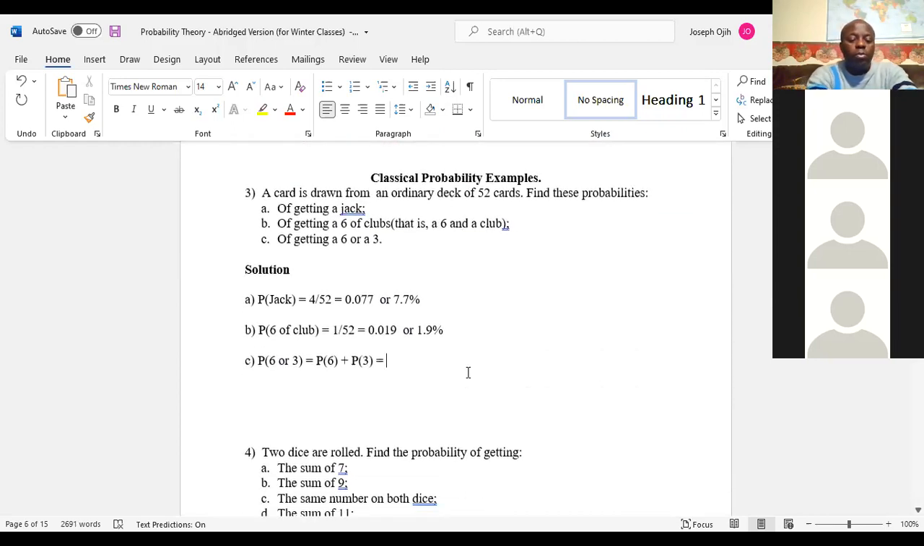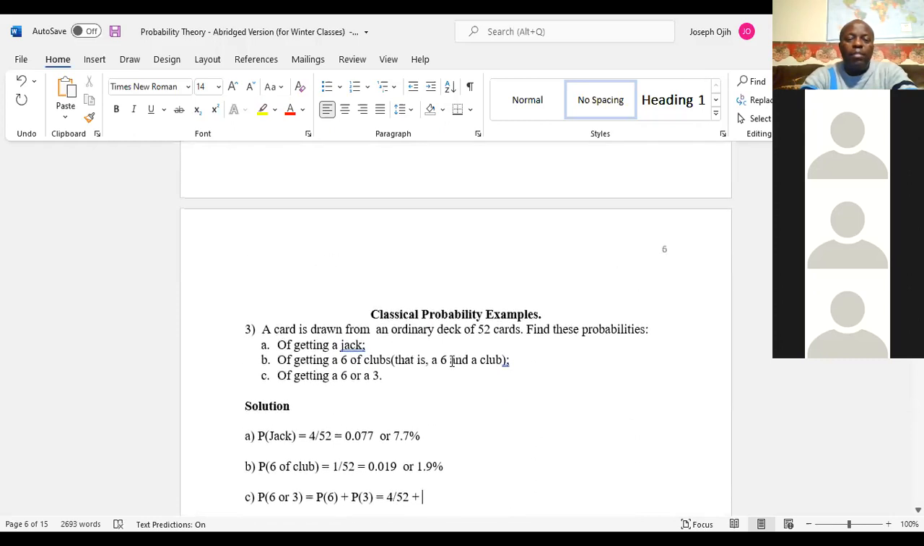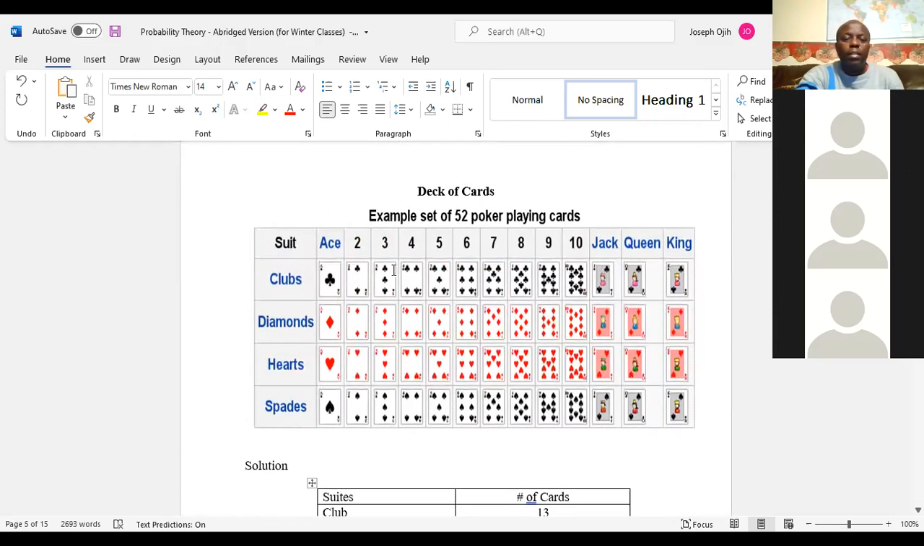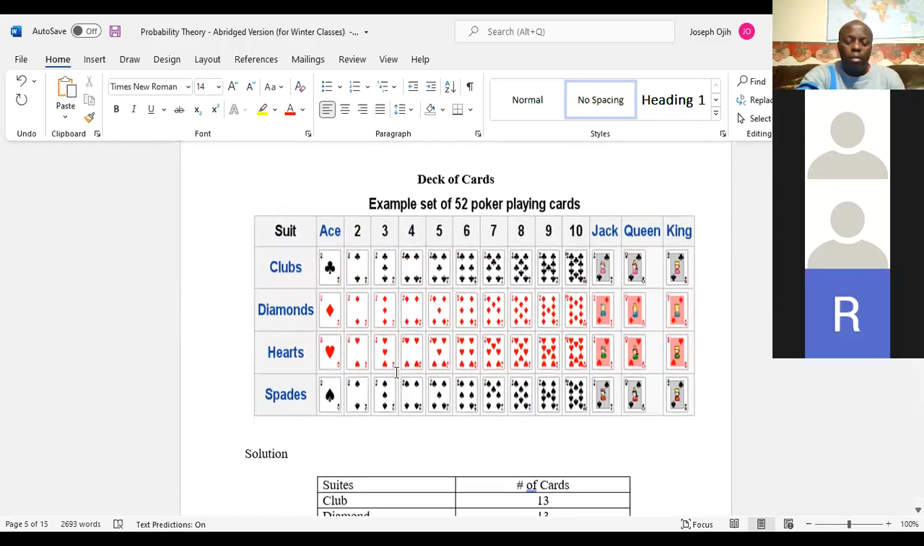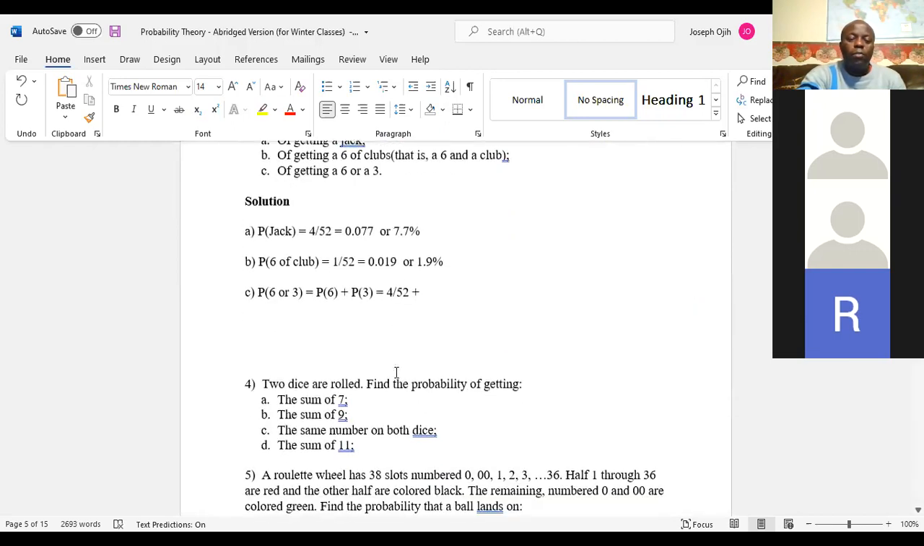So 4 out of 52 cards, plus getting a 3. How many cards have 3 on them? 4 also. So 4 out of 52. That gives us 8 out of 52, right? Which is the required probability.